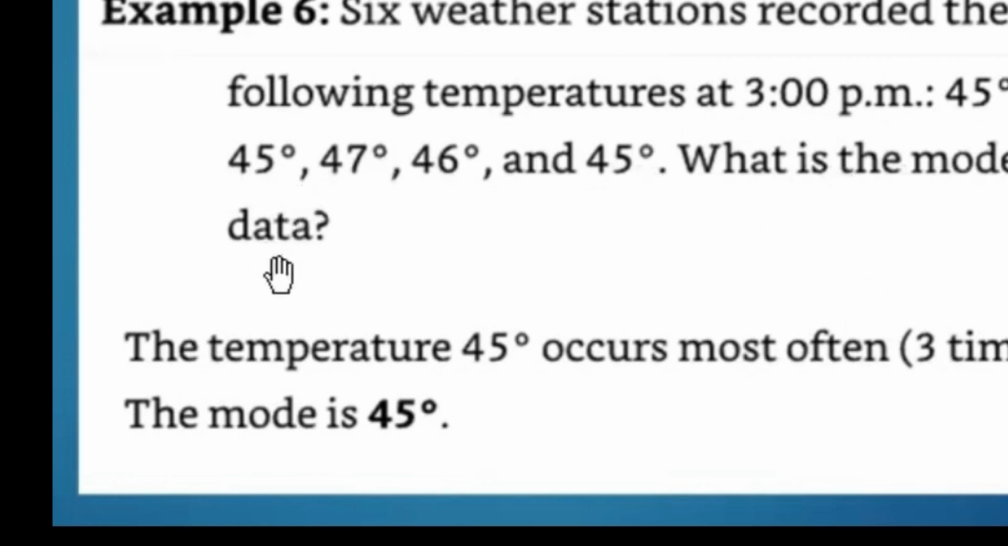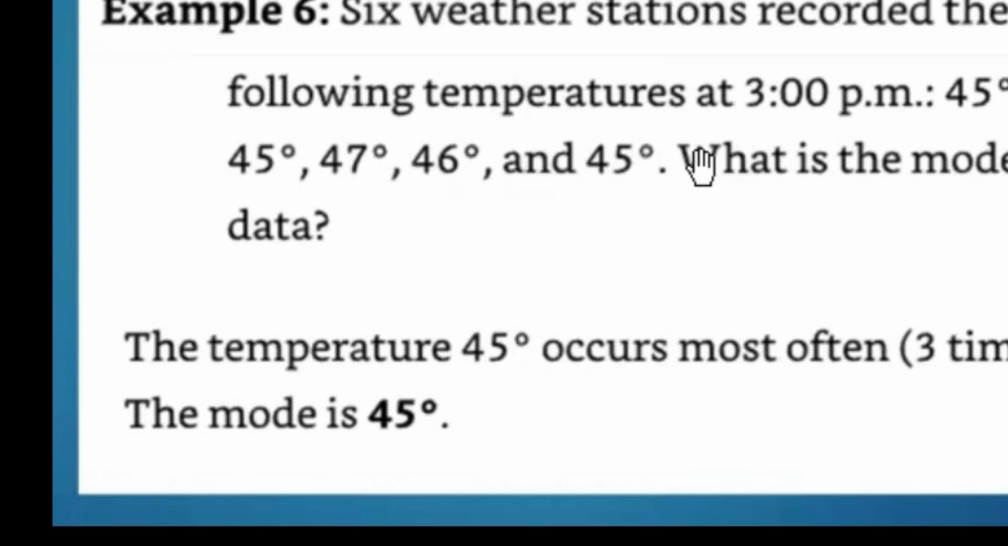So let's say that you are the manager of 6 different weather stations. Okay, and you need to find out what temperature they recorded the most today. Okay, so you're the manager. You need to report to the regional manager, or let's say you need to provide information to the local news station. Okay.